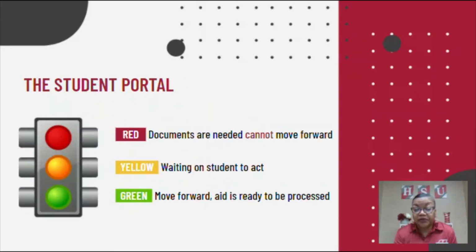We have chosen to use the stop sign method. The red stands for documents that are required and cannot be moved forward. The yellow are the documents waiting for you to act. You may have started them, but you didn't complete them. And the green light means moving forward. You have completed it, and now we're ready for your aid to get processed.